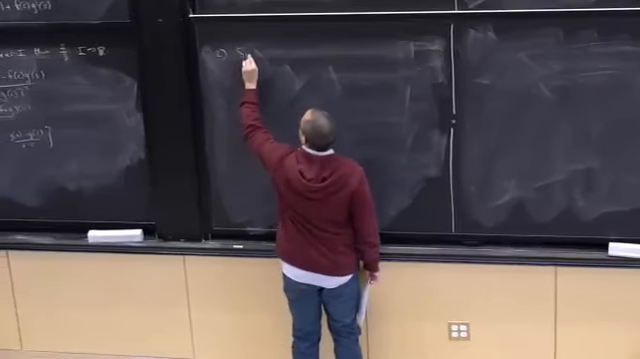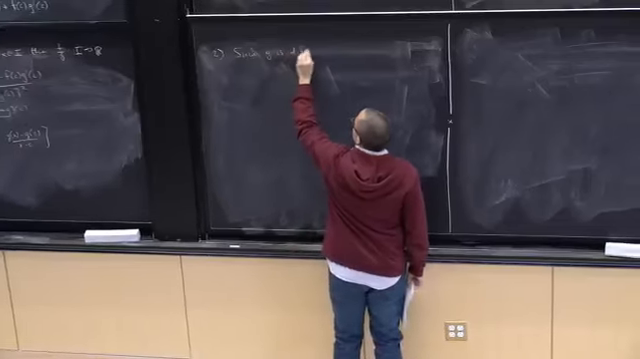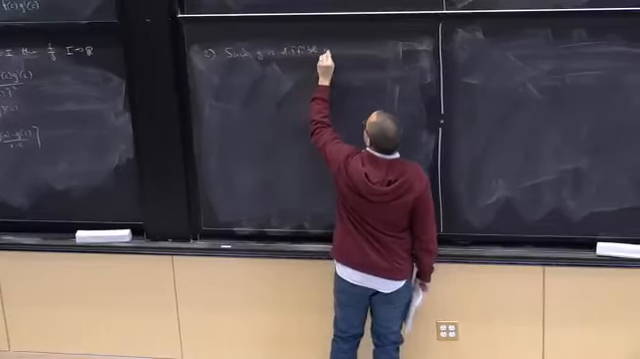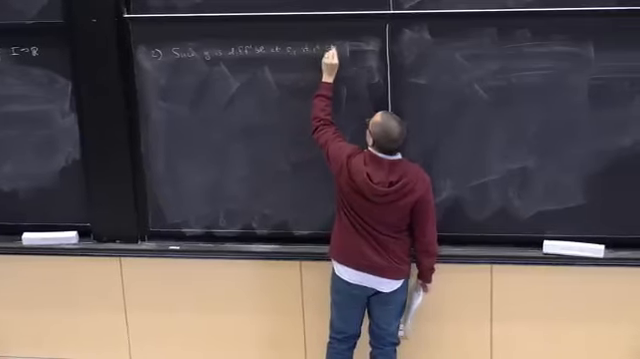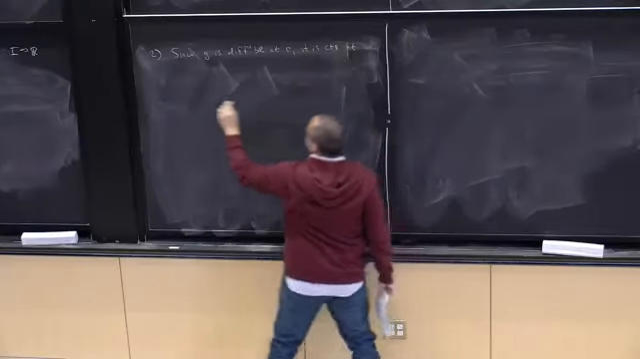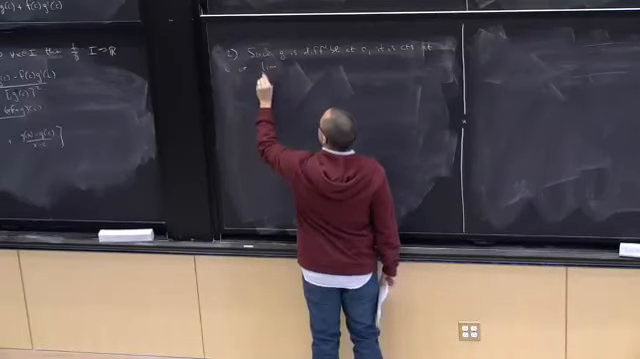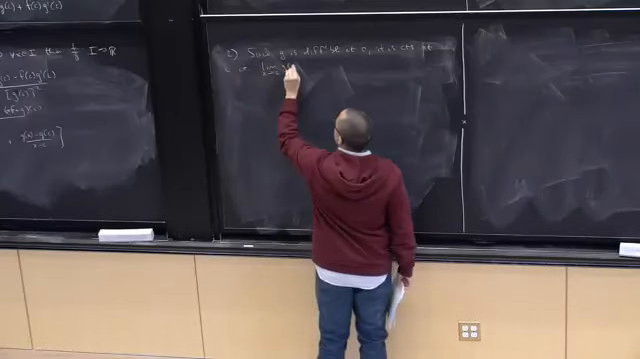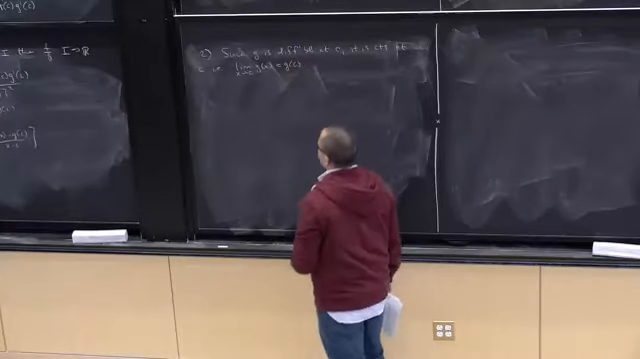So since g is differentiable at c, it is continuous at c, i.e. the limit as x goes to c of g of x equals g of c.